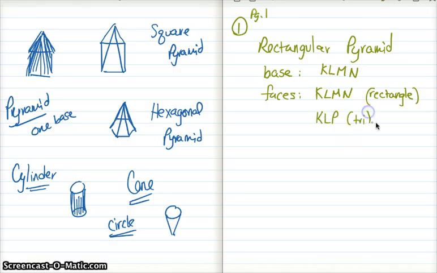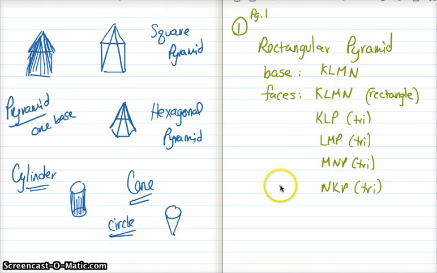So again, that's a triangle. Then we have LMP, which is another triangle. And then MNP, so I'm just going around. And this one's the hardest to see, NKP. And again, that's another triangle. And those faces make up this shape. And you always just want to make sure that you're counting, that you have 1, 2, 3, 4, 5 faces. Do you have 5 things listed here? 1, 2, 3, 4, and 5. Yes, you do.